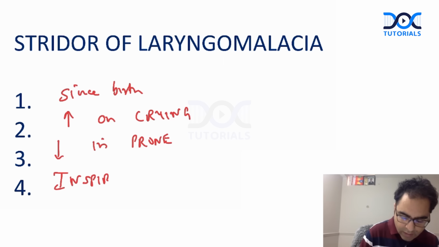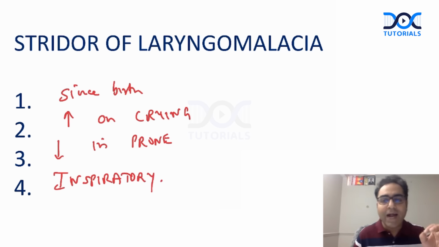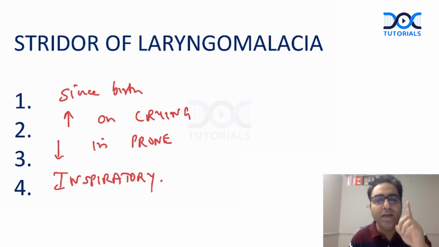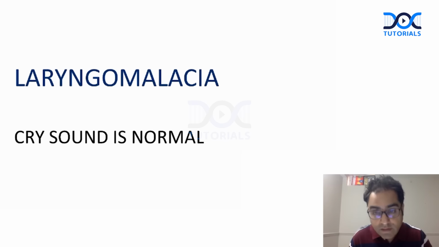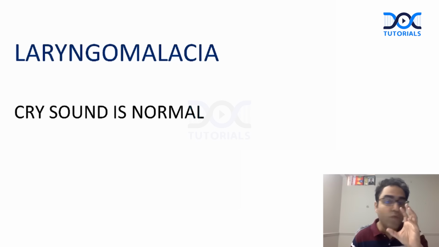Guys, don't forget our class discussion also that these supraglottic problems cause inspiratory stridor. So stridor is since birth, increases on crying, is less in the prone position, and is inspiratory stridor, and this is indicative of laryngomalacia. Guys, in laryngomalacia, the cry sound is normal because vocal cords are normal. Laryngomalacia is the weakness of the supraglottis. Vocal cords are normal, so cry sound is normal. Read the MCQ very carefully.